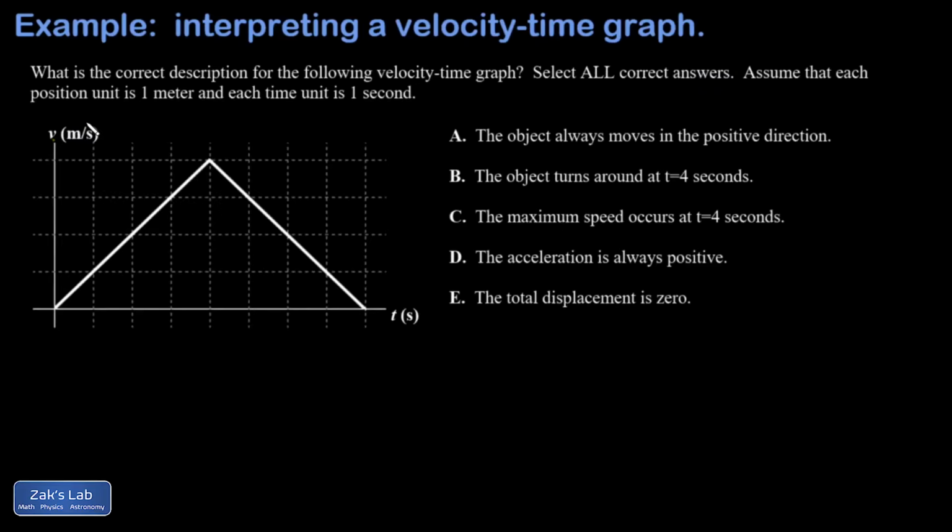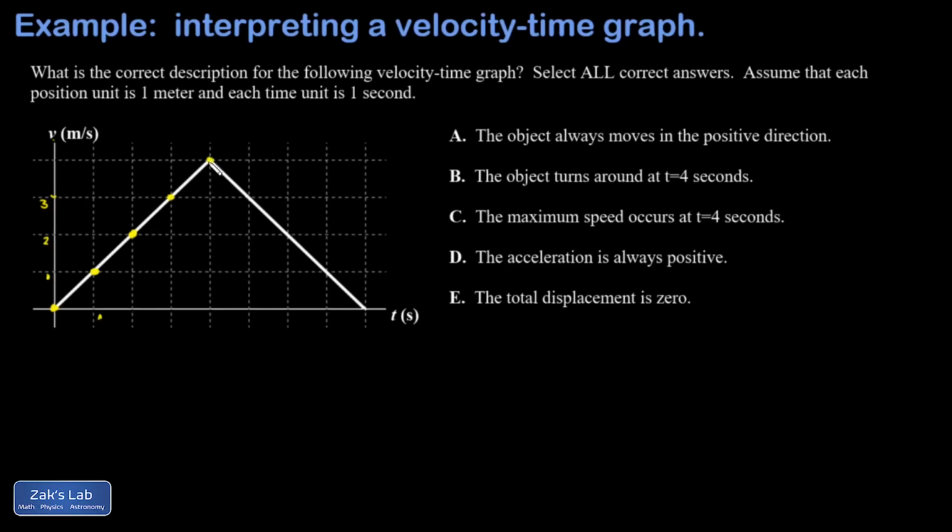This graph is telling you the velocity of an object at every moment in time. So when t is 0, the object is at rest, v is 0. The y-coordinate is 0 there. When t is 1 second, my velocity is positive 1 meter per second. So it's moving to the right rather slowly. When t is equal to 2 seconds, the velocity has increased and is still to the right. The object is moving at 2 meters per second to the right. T equals 3 seconds, the object's moving 3 meters per second to the right.